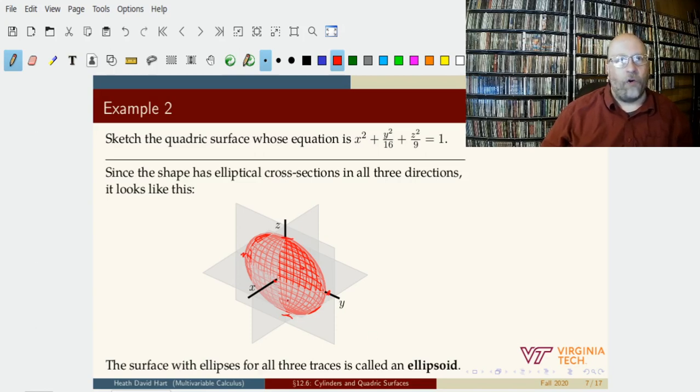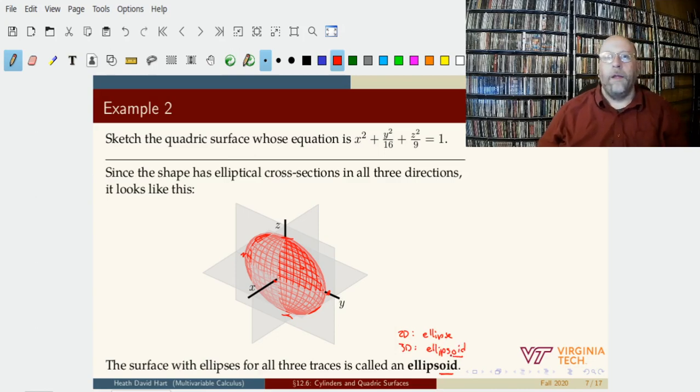All of the cross sections are ellipses, and we have this sort of roundish, but it's a squashed sphere-looking shape. The name for this shape is an ellipsoid. In 2 dimensions, we have an ellipse. In 3 dimensions, we have what's called an ellipsoid. It has cross sections whose shapes are ellipses. Okay? All right.